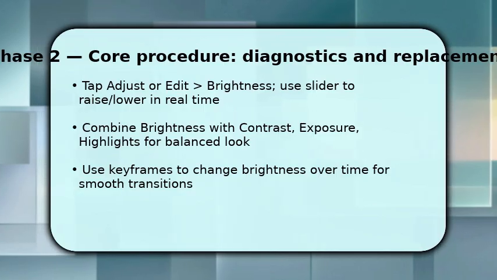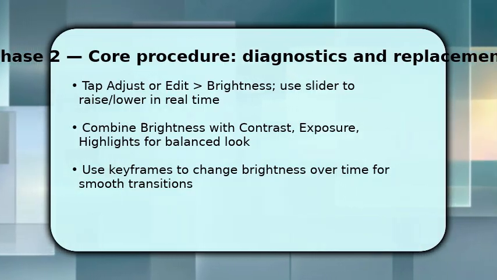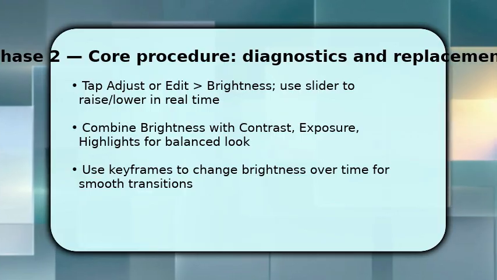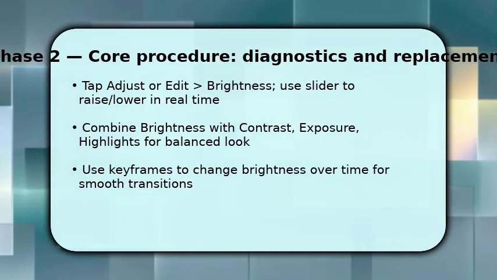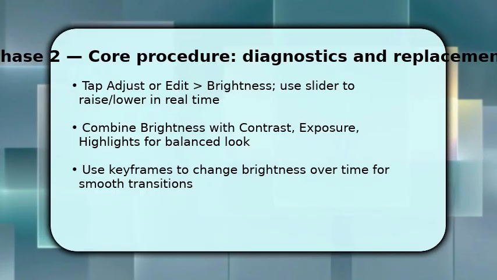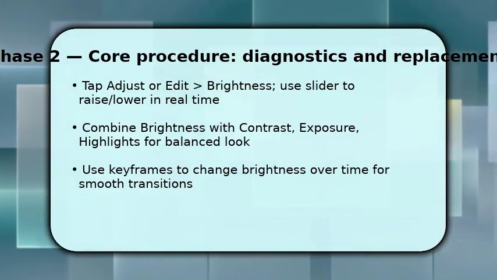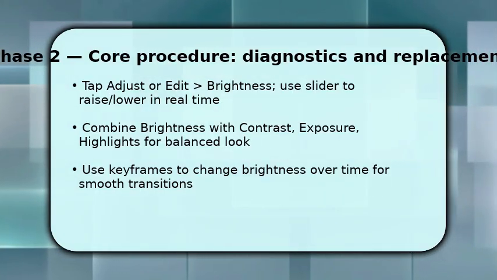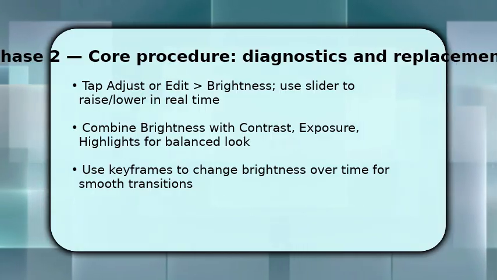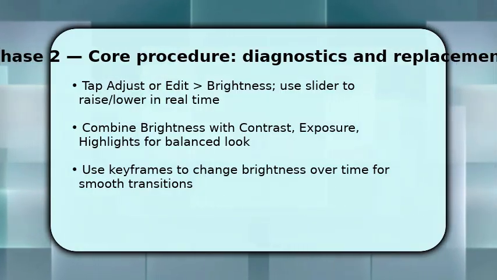Once brightness is close, tweak contrast, exposure, highlights, and shadows to restore midtones and depth. If lighting changes during the clip, add keyframes. Set values at start and end, then Capcut interpolates smoothly. This preserves detail and avoids sudden jumps in exposure.